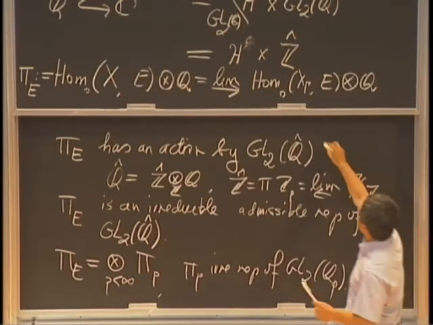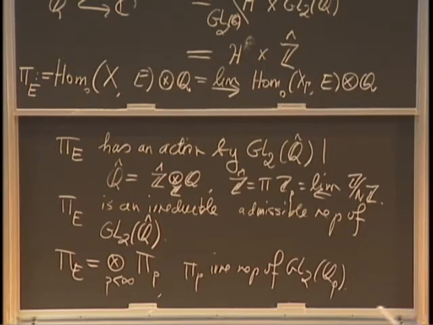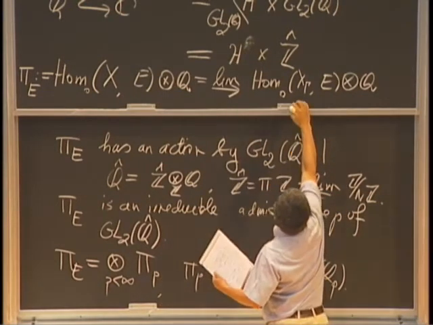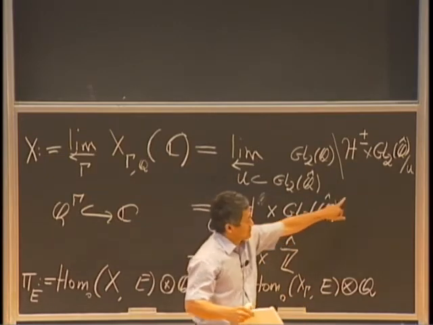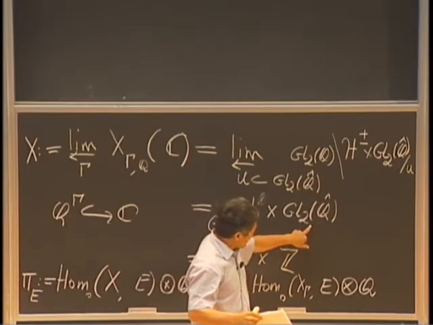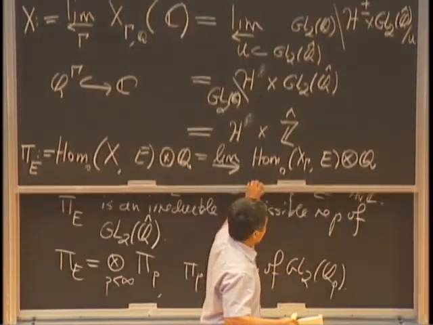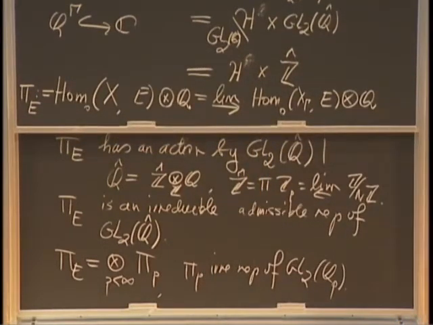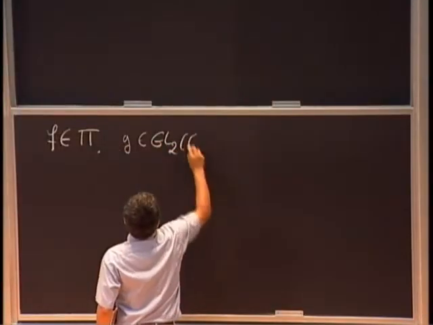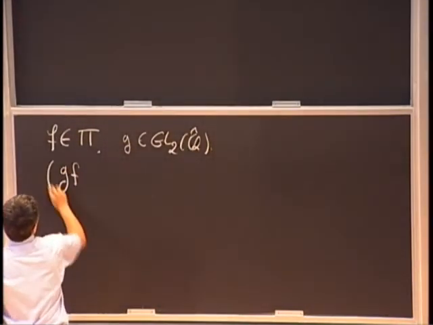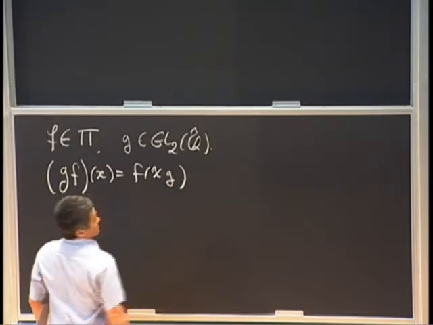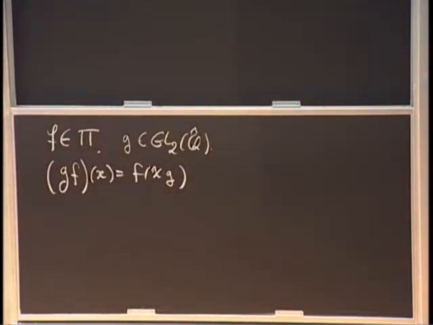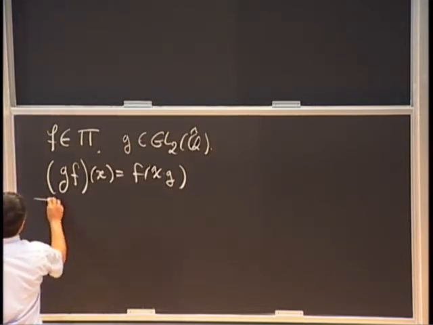Okay, so I forgot to say what the action is here. First of all, I needed to specify that this thing has an action from the right-hand side, because this one acts on the left-hand side. This action is from the right-hand side. So the induced representation and the morphism will be from the left-hand side representation. So let me write the action: if f is inside π and g inside GL2 of Q hat, then gf of x really means f of xg, with a right action inside. Okay, so I defined this representation.